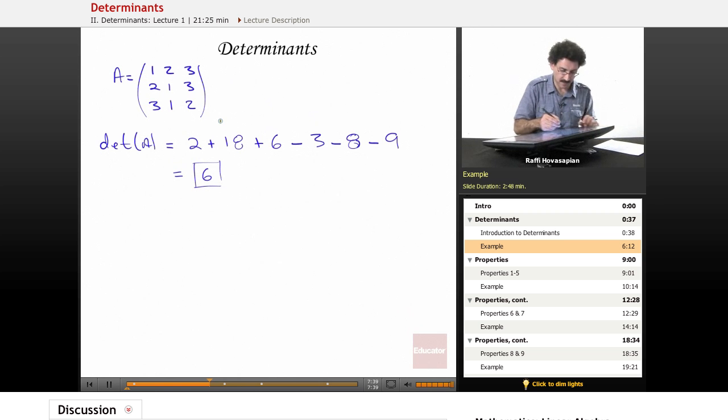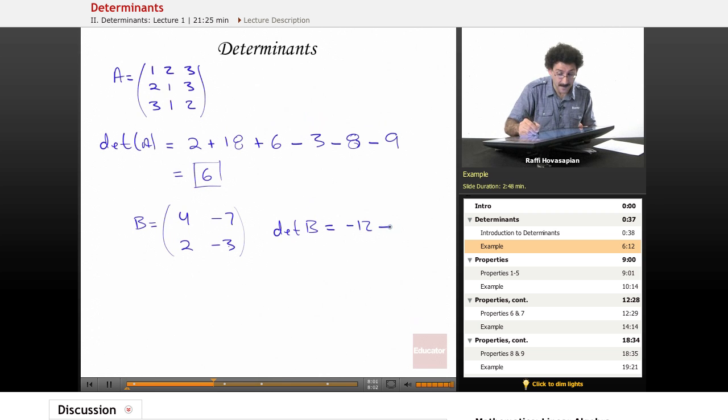Okay. Let's do a 2 by 2. Let's say B is equal to 4, negative 7, 2, negative 3. So now we have some negative entries. The determinant of B is equal to this times this. 4 times negative 3 is negative 12, minus this times this. This times this is negative 14. The minus sign has to stay. So it's negative 12 minus a negative 14, minus 12 plus 14, it is equal to 2.